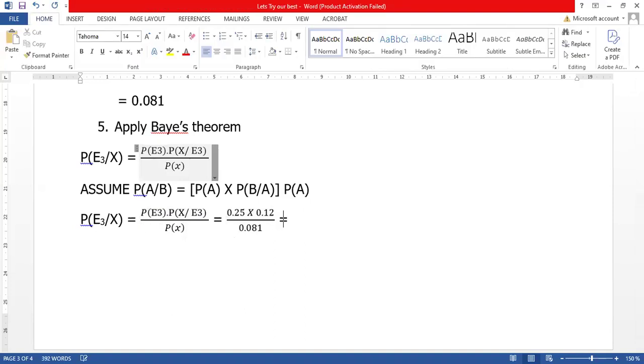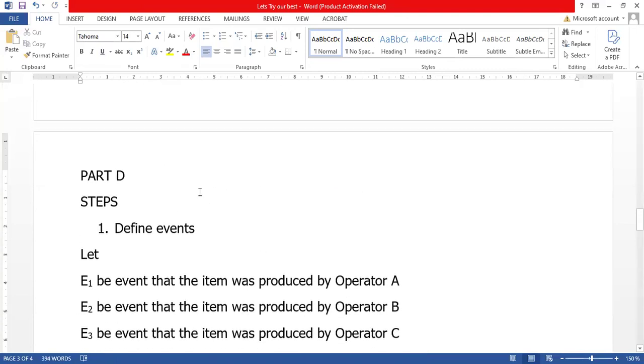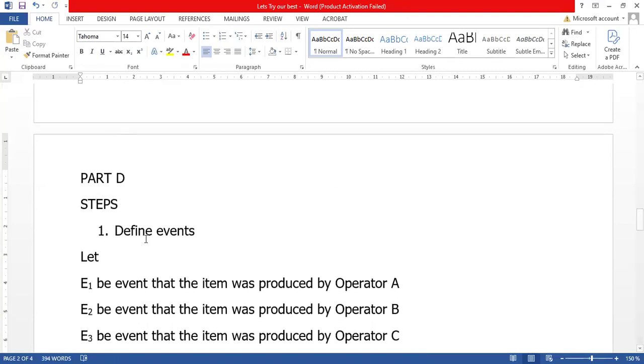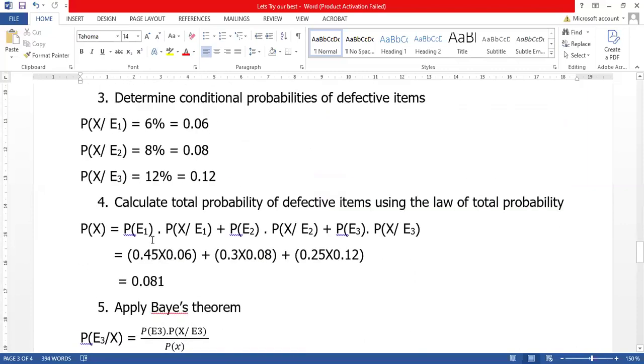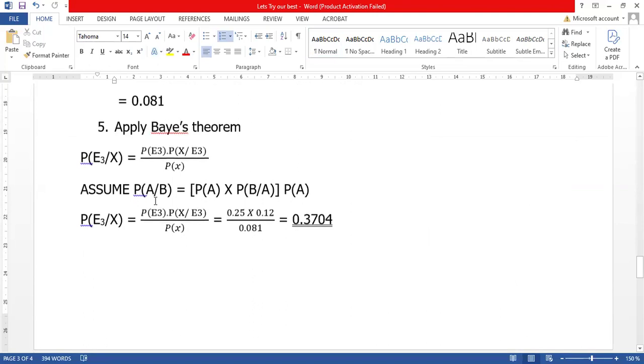Okay, so finally the answer is 0.3704. That is the answer. Simple as that. Any question related to Bayes' theorem, any question related to conditional probability, apply these steps, you will not fail. Okay? You will not fail.